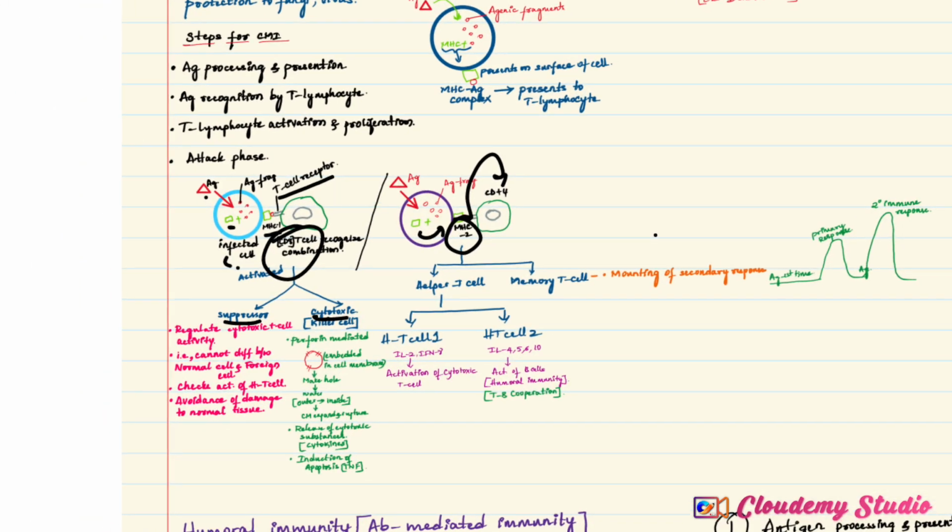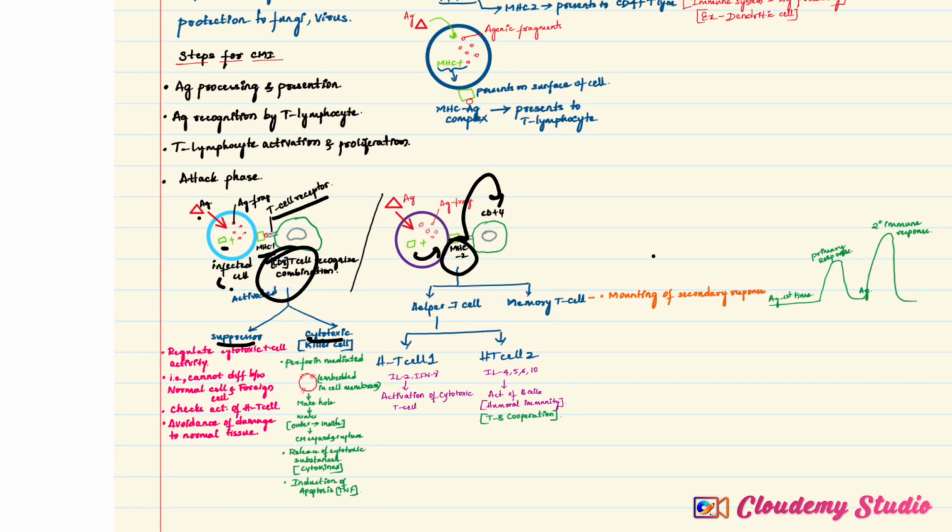And this way there is the attack phase. So this is how the processing and presentation of antigen occurs, and when the cells get proliferated, this is how they attack, by the release of interleukins, and by perforin mediated and cytokines mediated apoptosis. And this is how cell mediated immunity works.